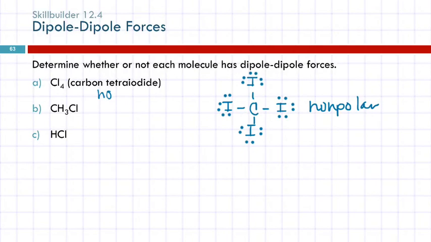CH3Cl. Well, CH3, and then there's a Cl. Does it have lone pairs on the central atom? No. Are all the atoms bonded to the central atom the same? No, they're not the same. So it's polar. To be nonpolar, it has to have no lone pairs, and all the atoms have to be the same. So this is a polar molecule. Does it have dipole-dipole forces? Yes, it does.